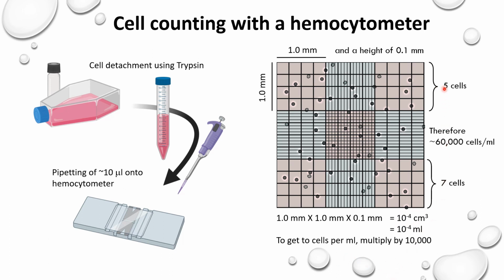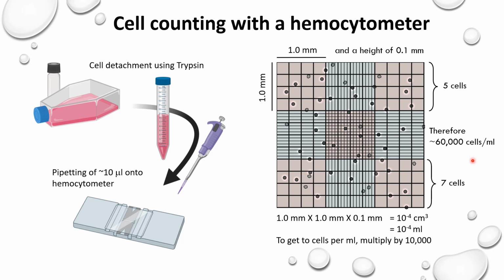So if we have 5 cells there, 7 cells there, we take an average which is 6, we multiply this by 10,000, so we have 60,000 cells per ml. That is, in a way, the number of cells per ml, the concentration of cells, if you would like.